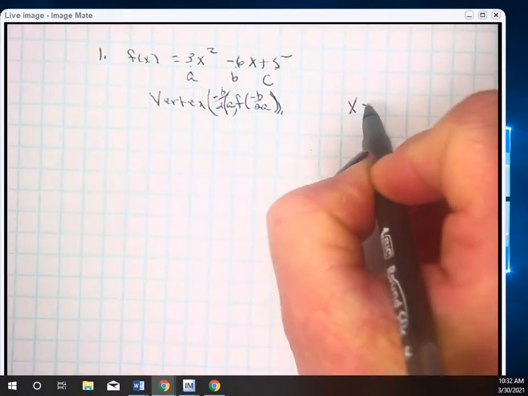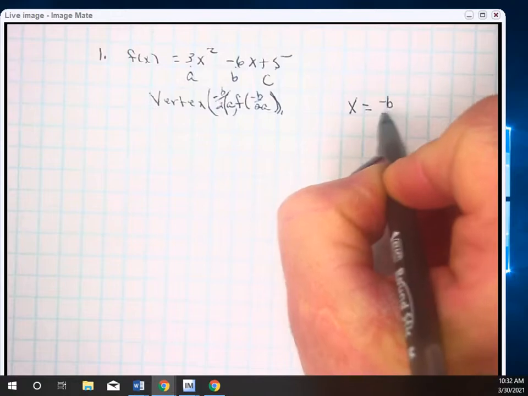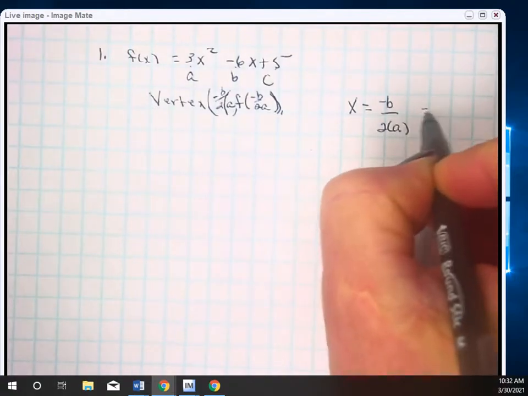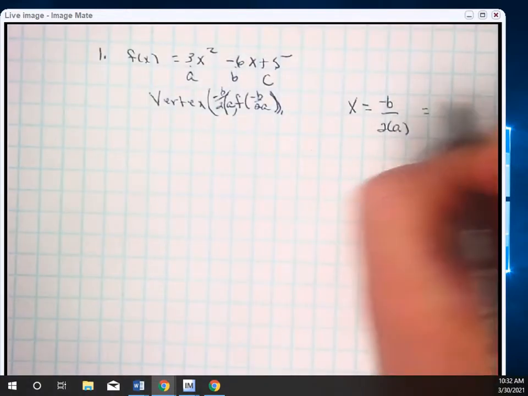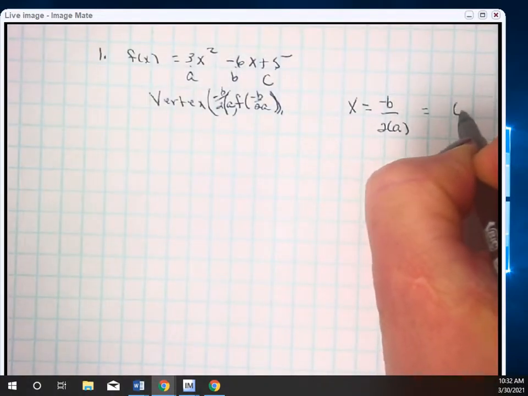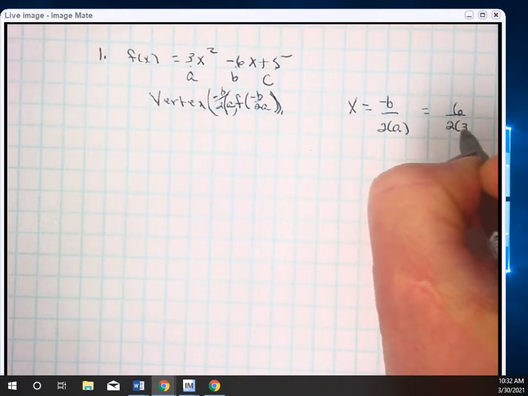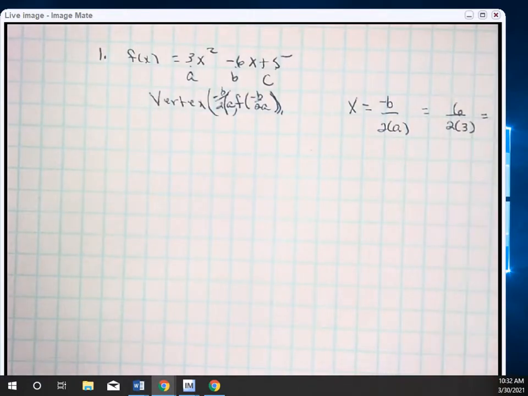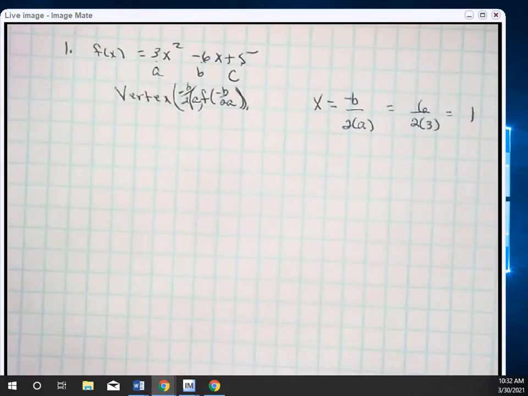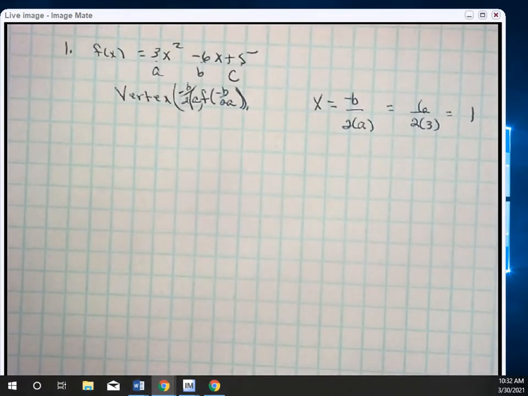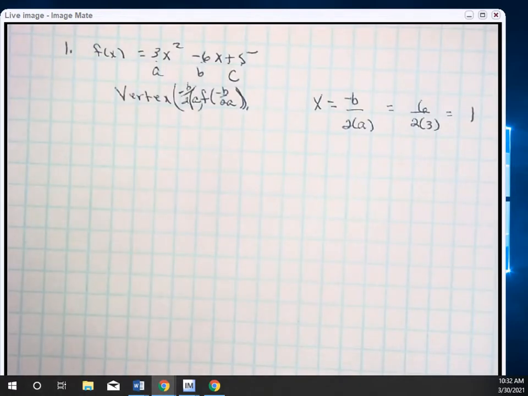So x equals the opposite of the B divided by 2 times the A value. B is a negative 6. So the opposite of a negative 6 is a positive 6. The A value is 3. 6 divided by 6 is 1. Are you okay with that? Yes. So I know my x value is 1.